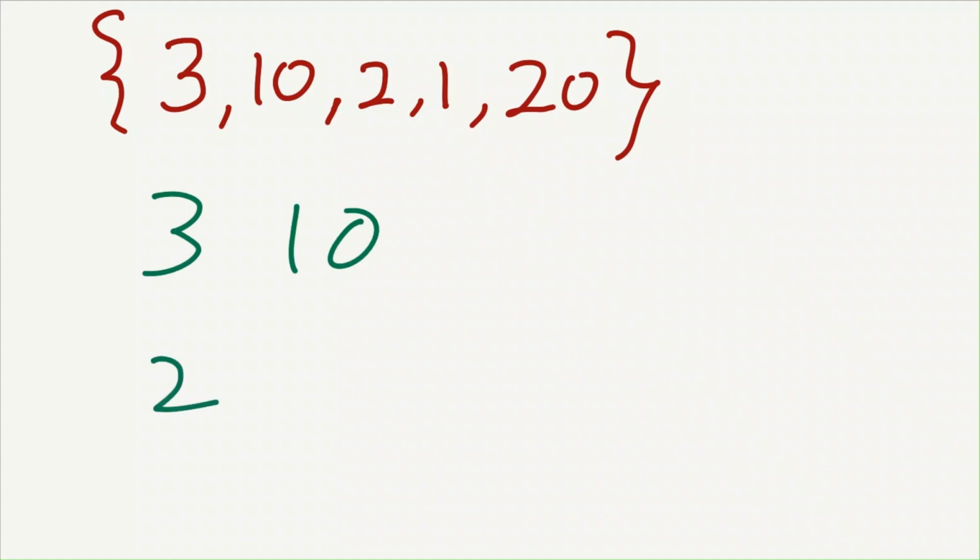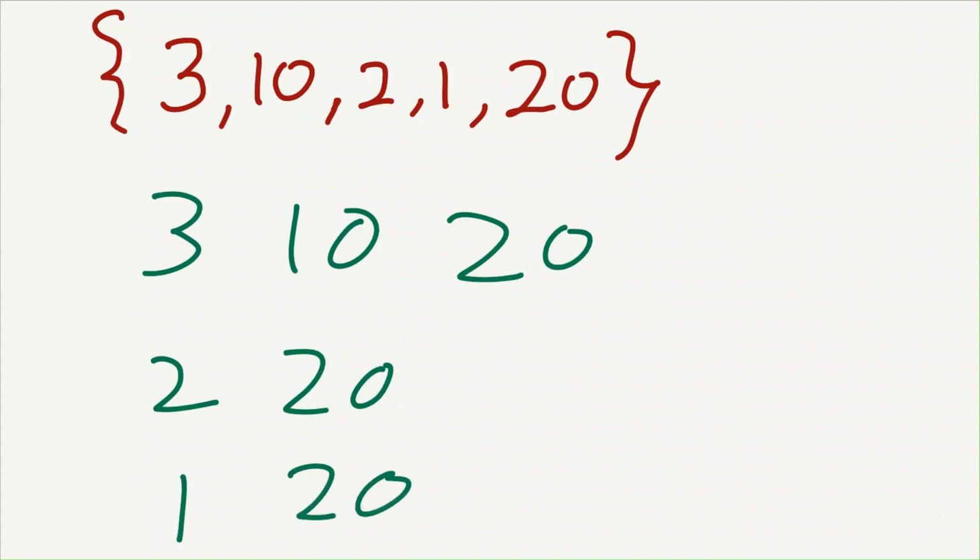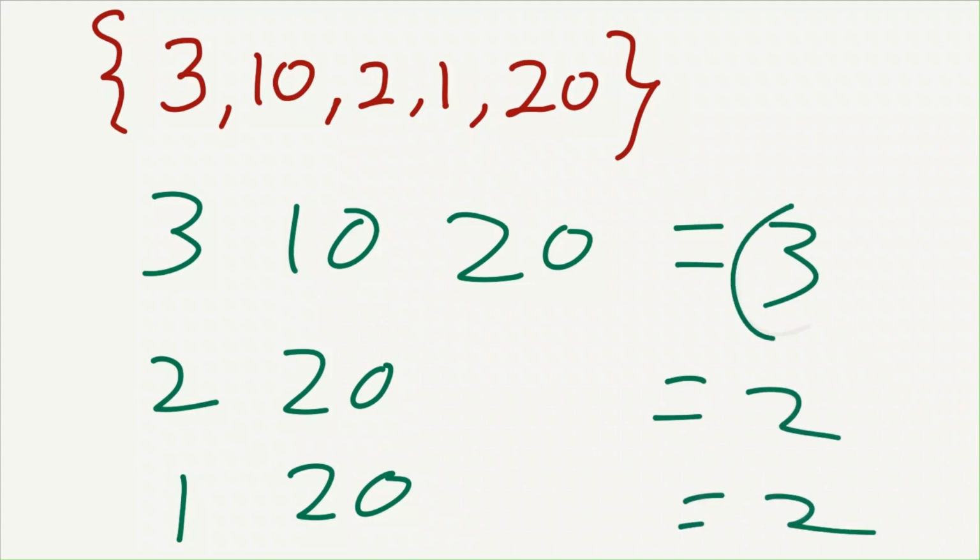And next we take 1, which is also less than the elements 10 and 2, so we separately put this in another location. Let's take 20, which is greater than 10, 2 and also 1, so the lengths will be 3, 2 and 2. Out of this, 3 is the largest, so the length of the longest increasing subsequence is 3.